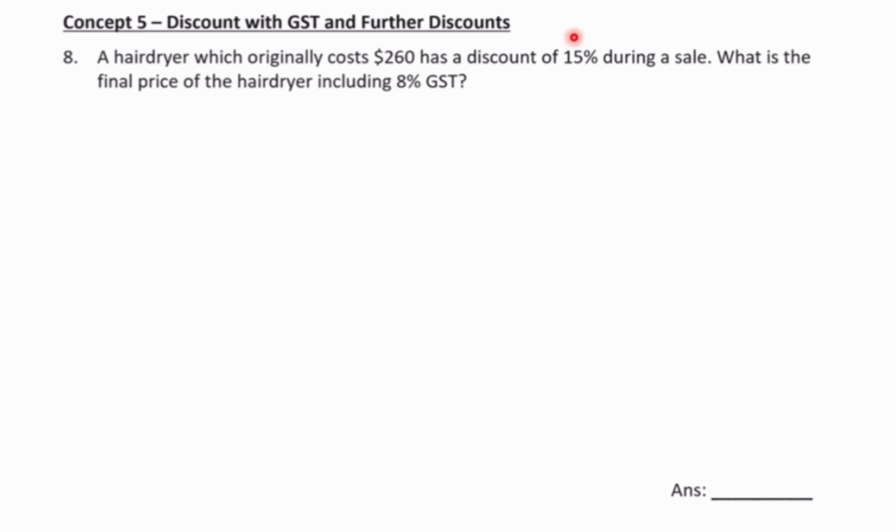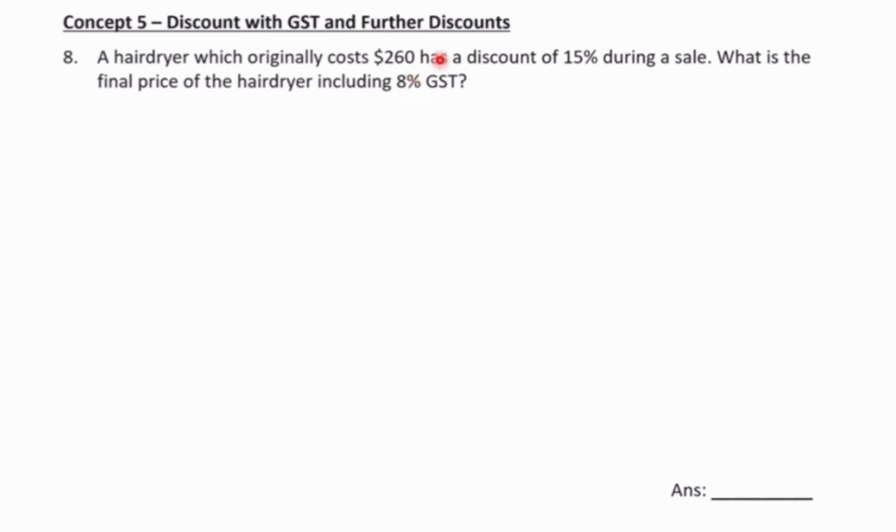So 15% is talking about the discount, 8% is talking about GST. You cannot lump them together and say, oh, 15 plus 8. Cannot. Okay, you have to treat them differently. Let me show you how you should view this.